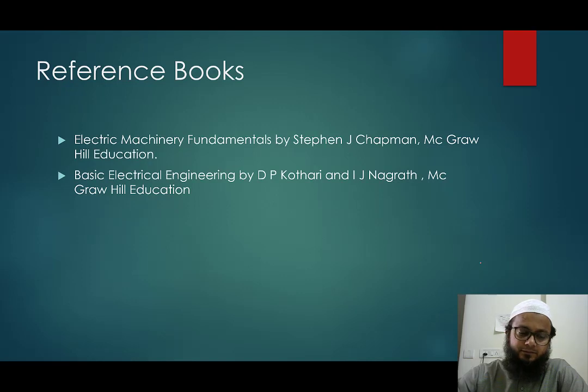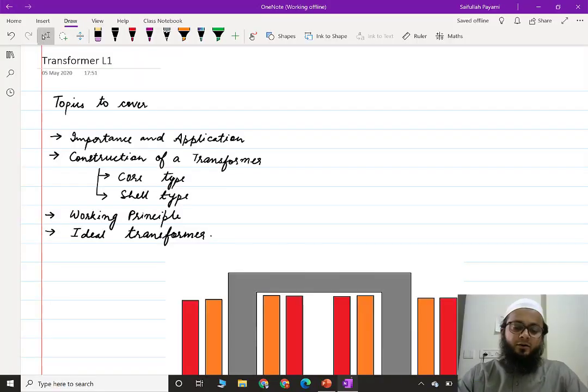So for this topic, the books which you can follow are Electrical Machinery Fundamentals by Stephen J. Chapman, or Basic Electrical Engineering by D.P. Kothari and I.J. Nagrath. Okay, and there are NPTEL lectures as well which you can follow. So today we will discuss the importance and application of the transformer, which we have already discussed.